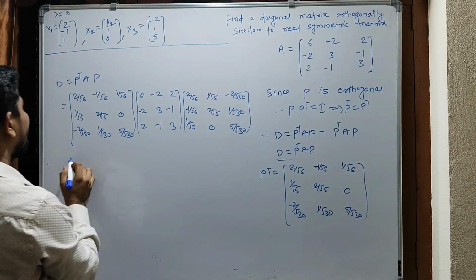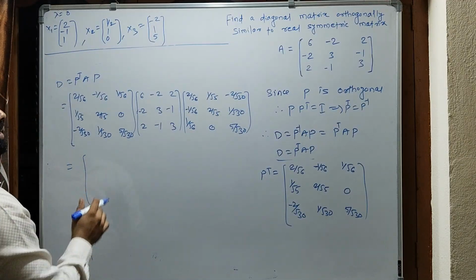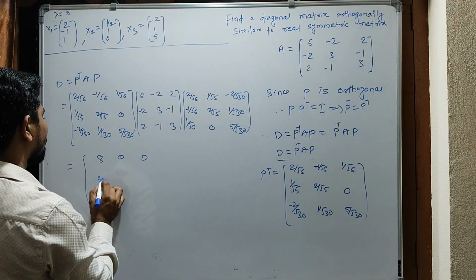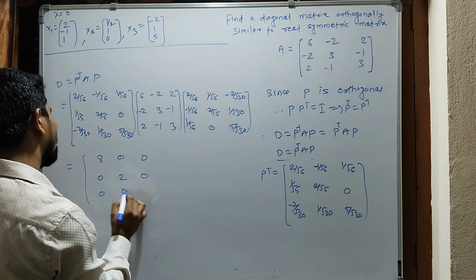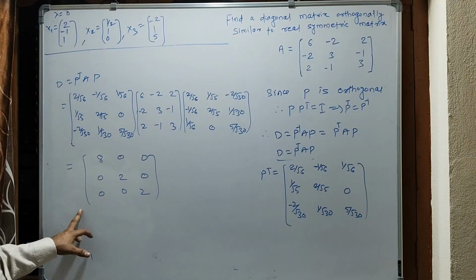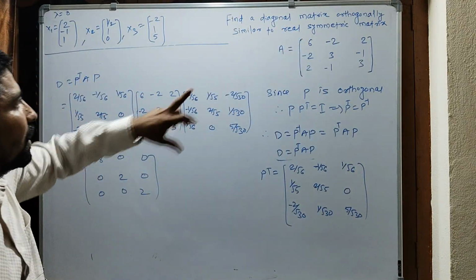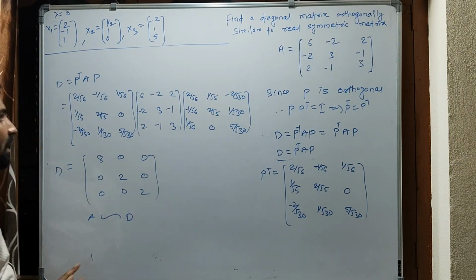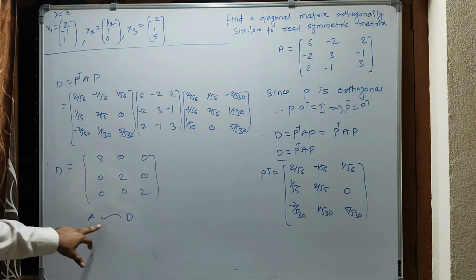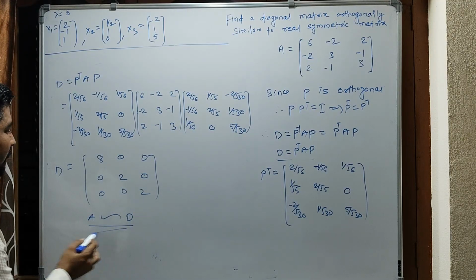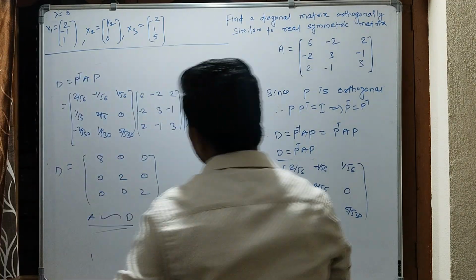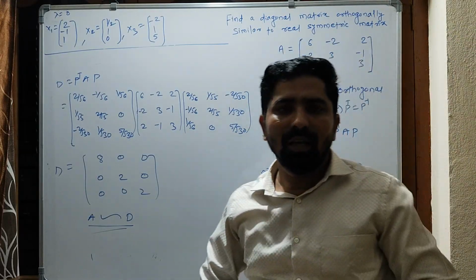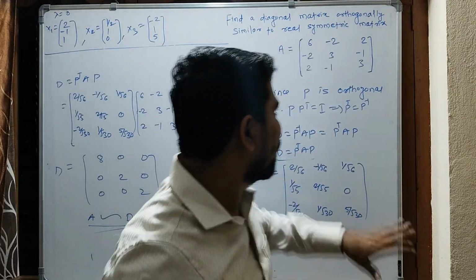Therefore, we can calculate all this matrix multiplication. You will get the diagonal matrix 8 0 0, 0 2 0, 0 0 2. So this is the answer. We were asked to find the diagonal matrix orthogonally similar to A, which means this is our D. This diagonal matrix D is orthogonally similar to our real matrix A. In this way, you can calculate a diagonal matrix D orthogonally similar to the matrix A for a repeated root also.